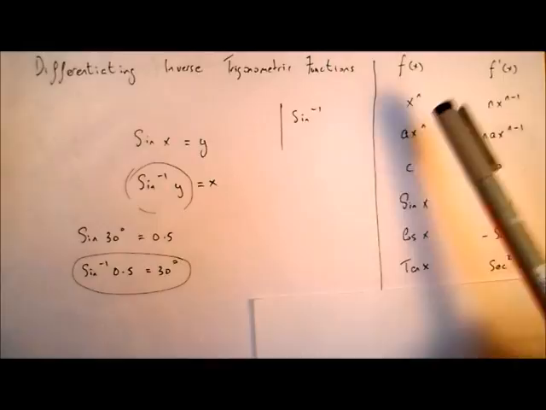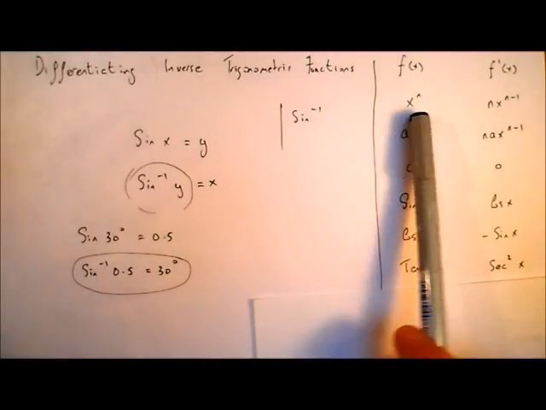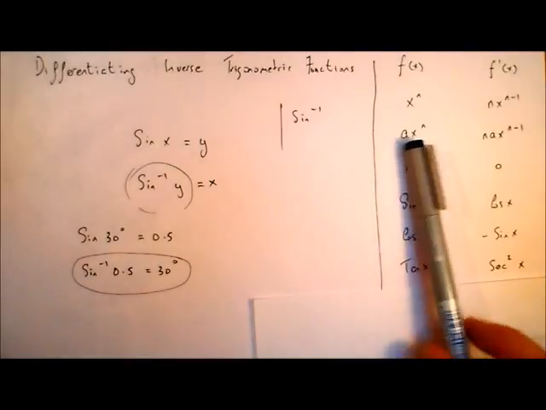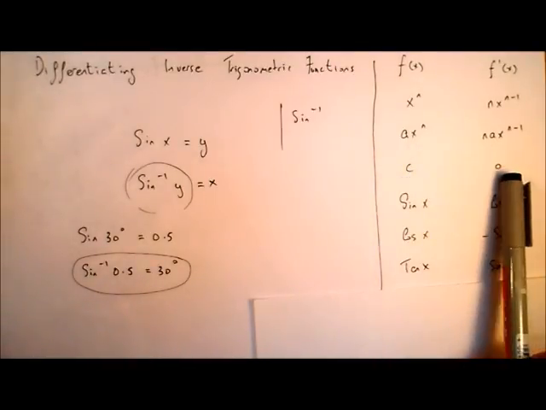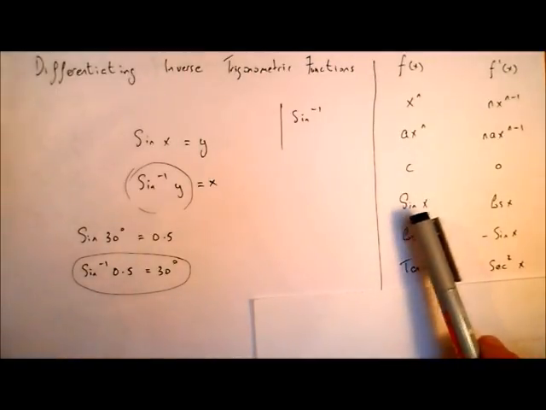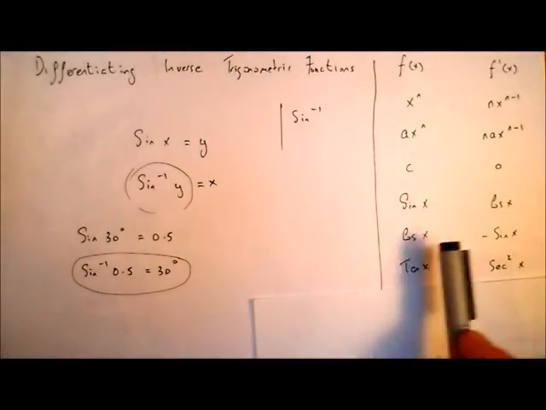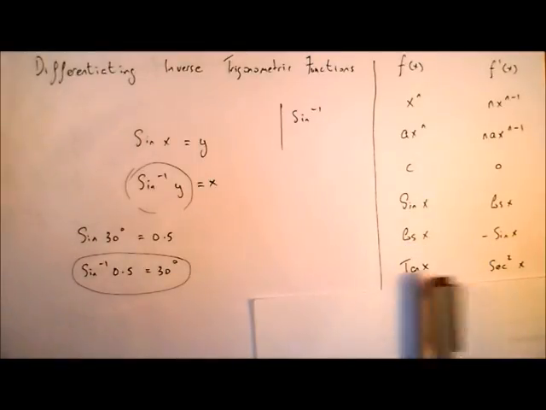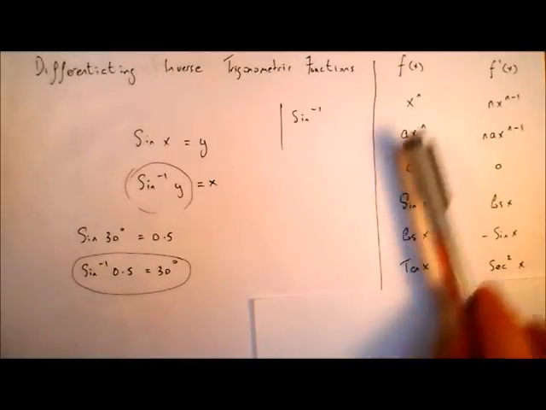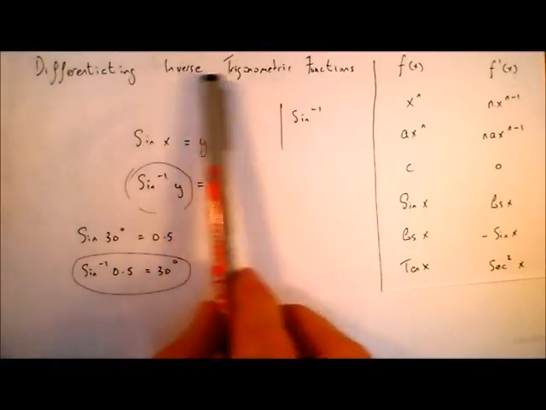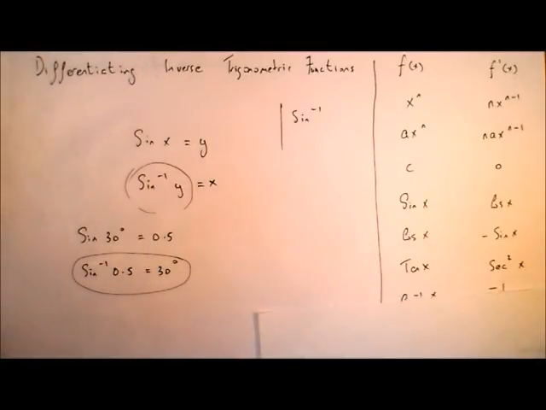We have a few of the rules for differentiating. We've learned how to differentiate something that looks like x to the power of n, something that looks like ax to the power of n. A constant differentiates to give us 0. Then there are trigonometric functions. When I differentiate sine x, I get cos x. When I differentiate cos x, I get minus sine x. And when I differentiate tan x, I get sec squared x. So they're all the rules that we've had before. And I'm going to give you three more now, three more rules that allow us to differentiate inverse trigonometric functions.